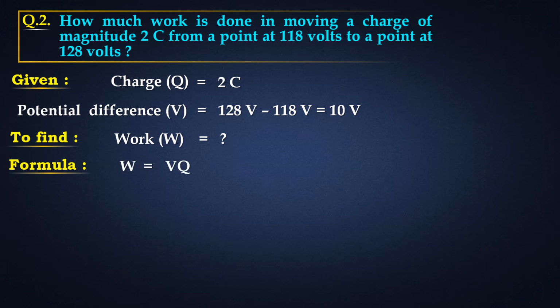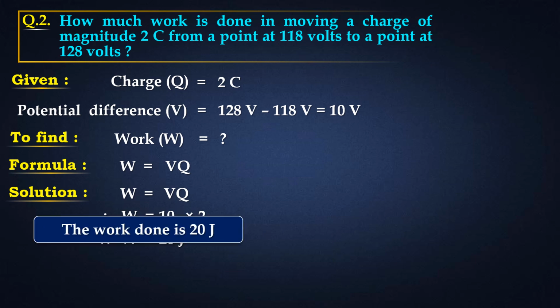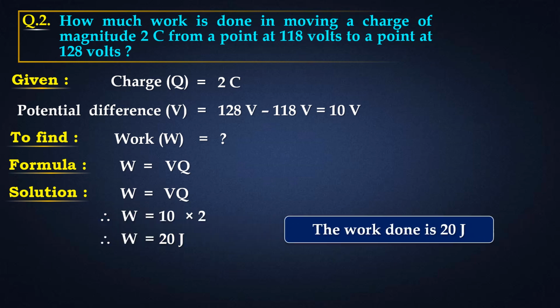W is equal to VQ, W is equal to 10 multiplied by 2. So the answer is W is equal to 20 joule. The work done is 20 joule.